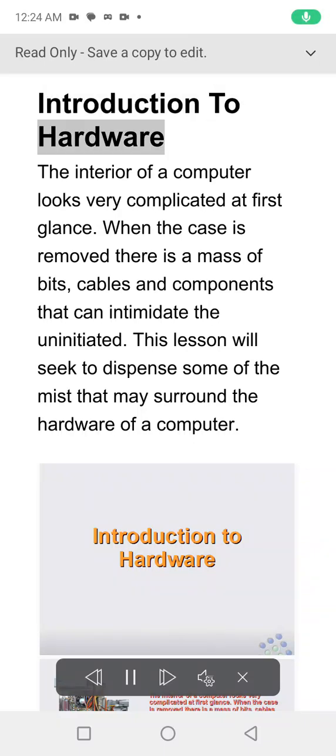Introduction to hardware. The interior of a computer looks very complicated at first glance. When the case is removed, there is a mass of bits, cables, and components that can intimidate the uninitiated. This lesson will seek to dispense some of the mist that may surround the hardware of a computer.